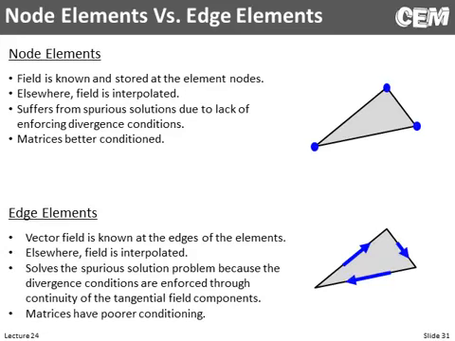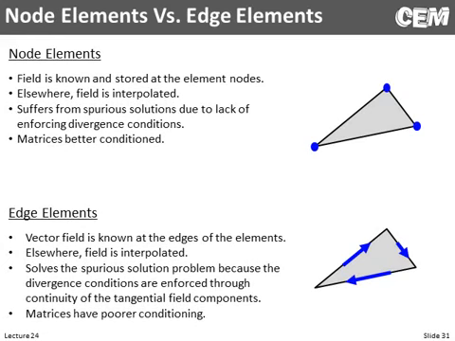However, this does not inherently satisfy the divergence condition, so we have this spurious solution problem with node elements. A benefit of node elements is that the matrices that we build, they're pretty well conditioned. So if we have an iterative solver, they tend to converge faster than the edge elements, which I'll describe next, which have a poorer conditioning.